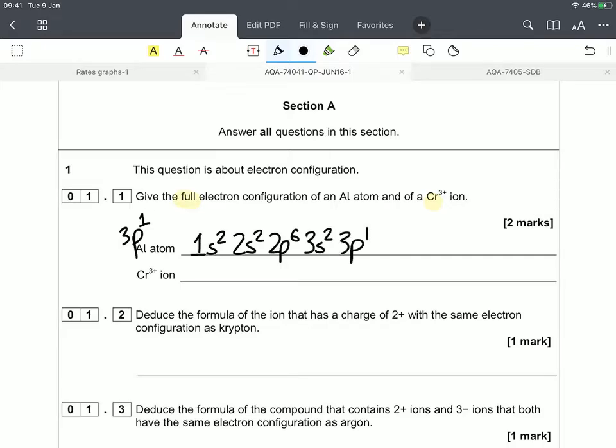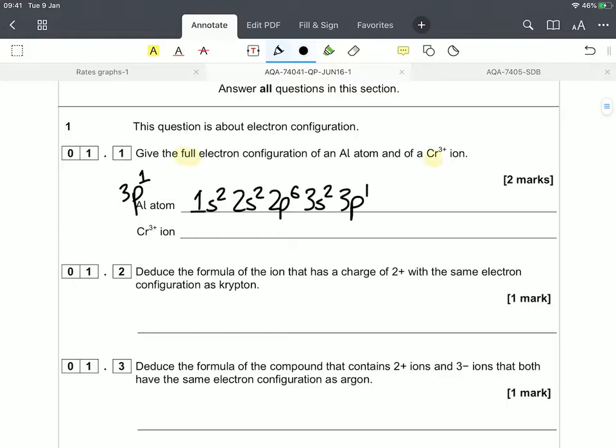I'm not going to tell you how you're supposed to know that because that's not the purpose of this video. Go and look at something on electron configuration at A level if you want to learn how you're supposed to know that, or look at your notes from when you were taught it. It's not the idea behind this, but that's how we derive it. Okay? Chromium 3+, because this is an ion, probably the best logical way to do it is to actually give the electron configuration of the corresponding atom and then remove 3 electrons. Okay?